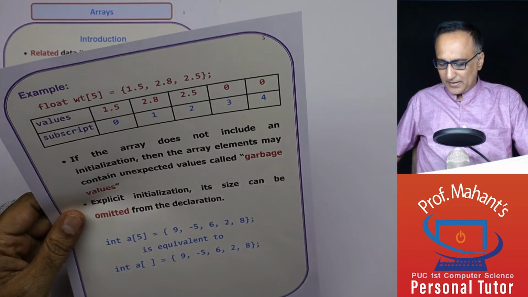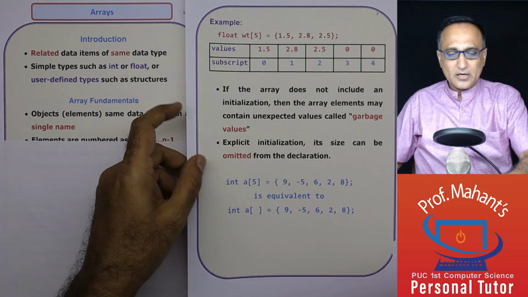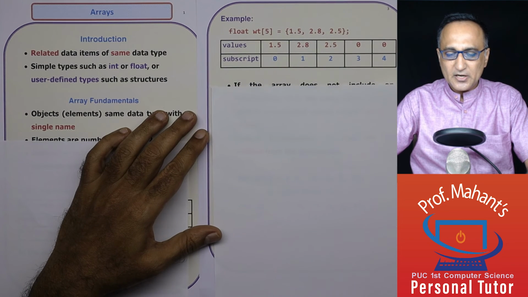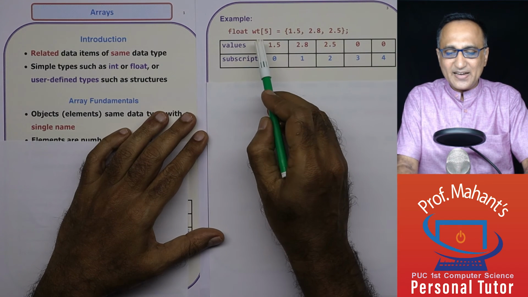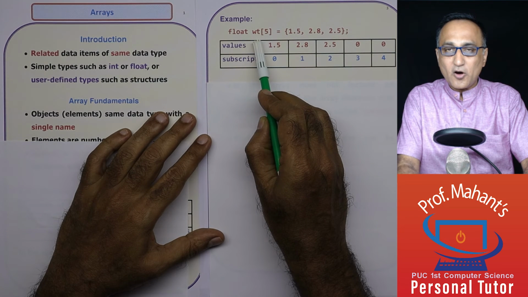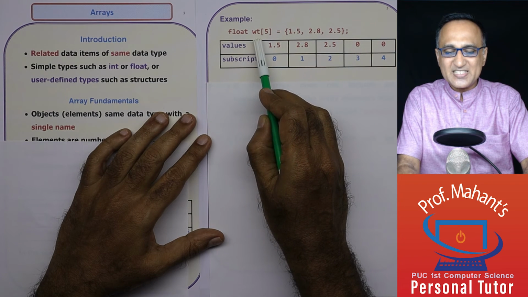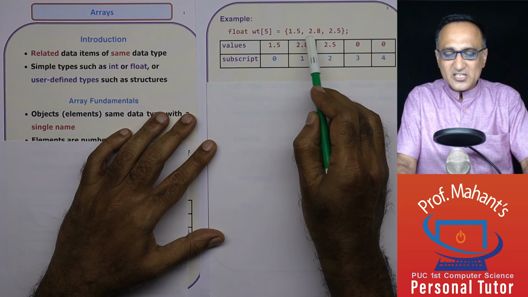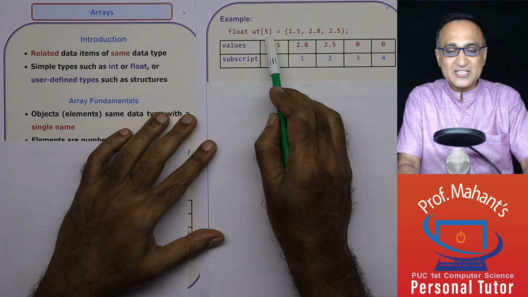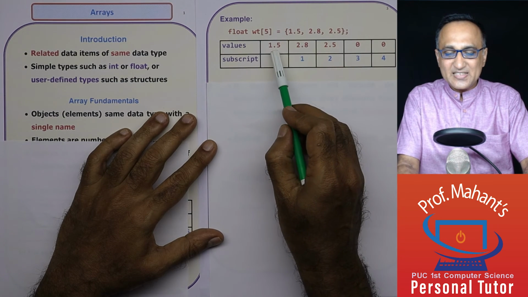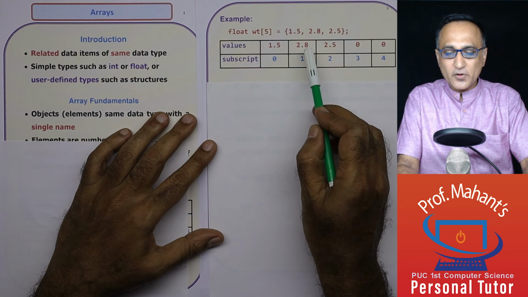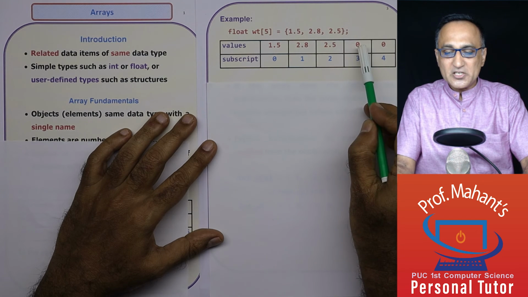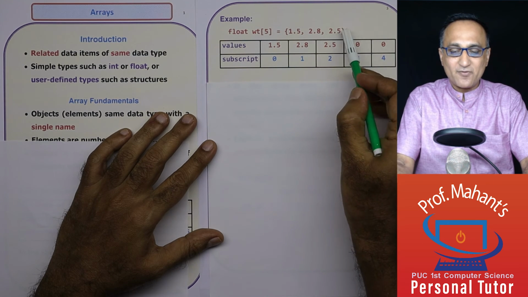Now let's take a look at how we go about declaring an array of real numbers, or floating point numbers. So here I have declared an array type variable called WT, which can stand for weight, and the data type is float. Its size is 5. I've initialized it with only 3 values, although the size is 5. So here in the 0th location 1.5, first location 2.8, second location 2.5, third and fourth location automatically initialized with zeros because I have not given any values.